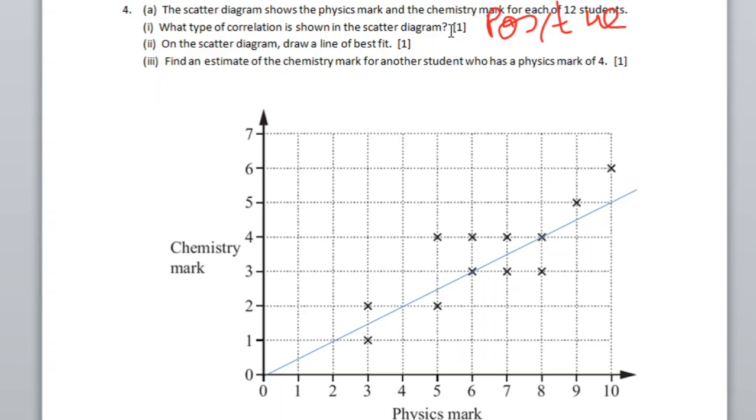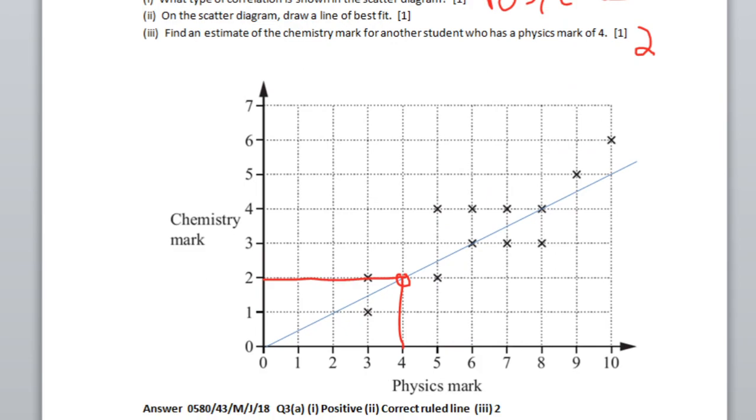Part 3, find an estimate of the chemistry marks for another student who has physics marks of 4. So if the value on the y-axis is 4, read the corresponding value on this line, and this is 2. So when the physics marks are 4, according to the line of best fit, the chemistry marks would be 2. So the answer for part 3 is 2. End of question number 4.